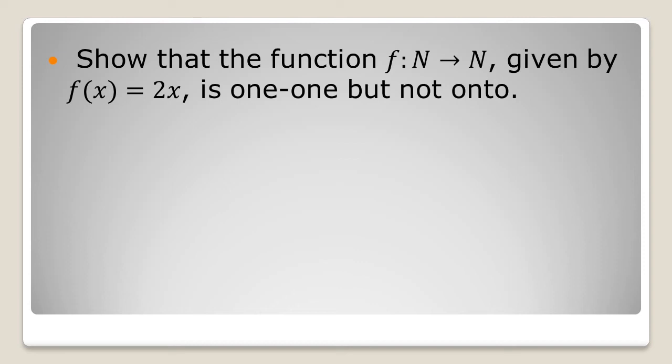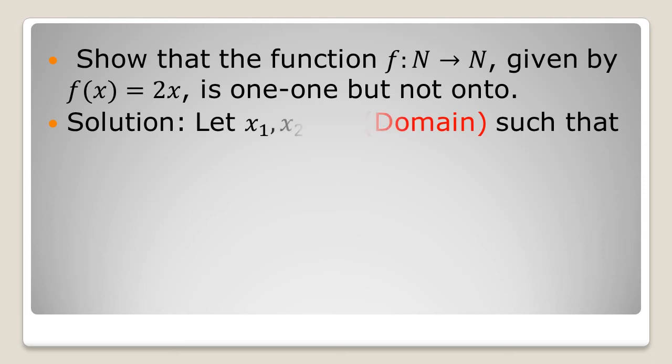You can see one example of a function defined from the set of natural numbers to the set of natural numbers given by f(x) = 2x. We have to show that it is one-one but not onto. The solution looks like this.